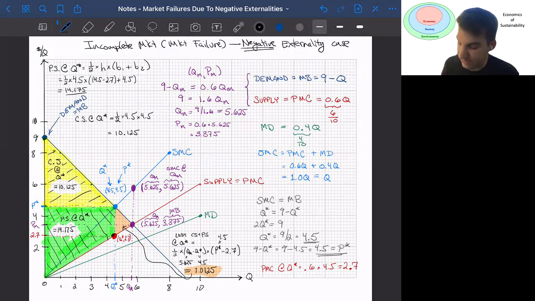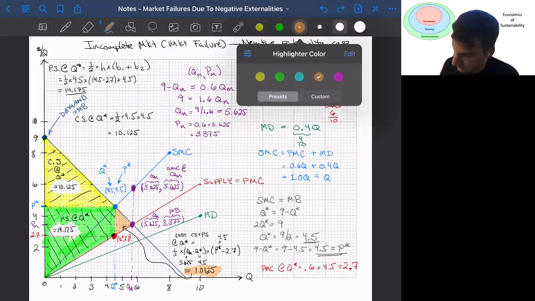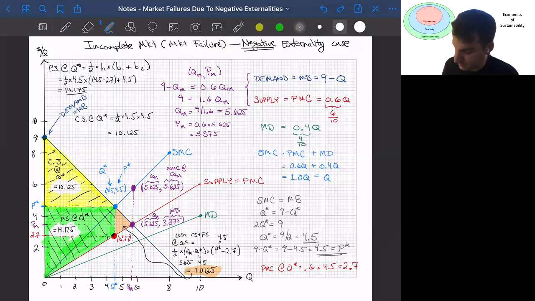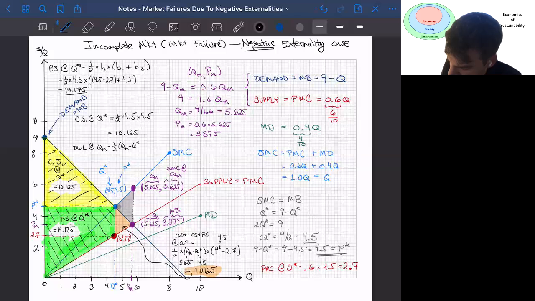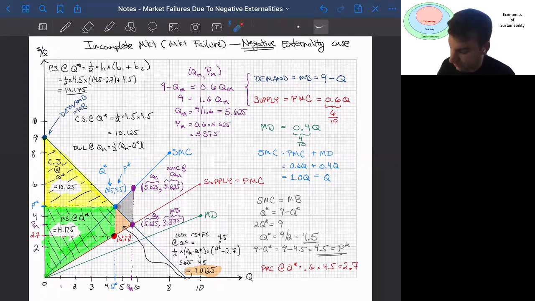And so the last area that we need to calculate is this deadweight loss area, which is up here. And we do similar sorts of triangle math. So we can say then that the deadweight loss at the market equilibrium is equal to 1/2 times, fortunately, it is the same width as before. So that's the QM minus Q star, but it is a different height. So now I'm working with this height here. And we know that this height is 5.625.